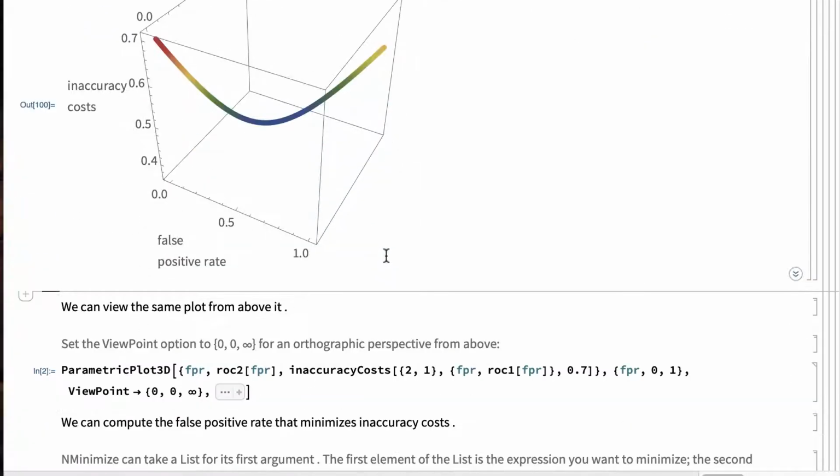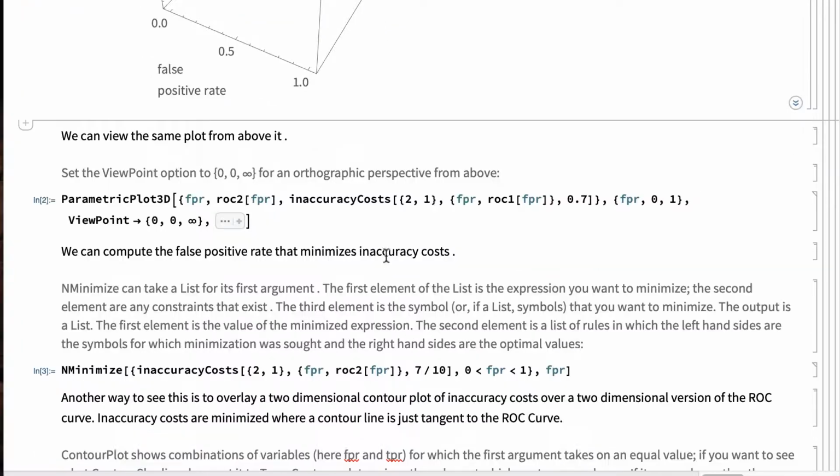We could also look at this same curve from above. This is exactly the same code. The only thing I've changed is to say look at it from on high.